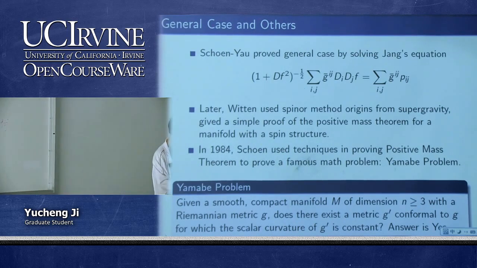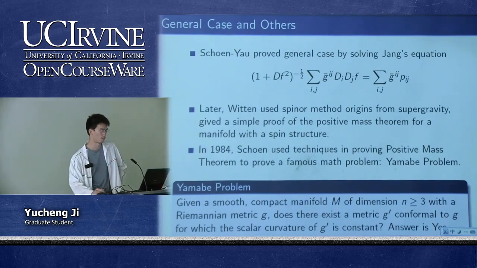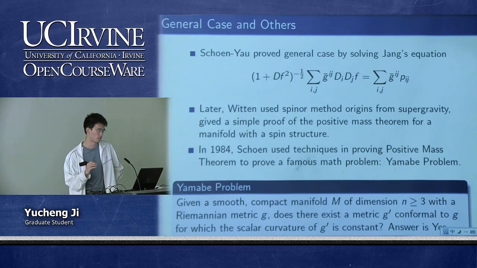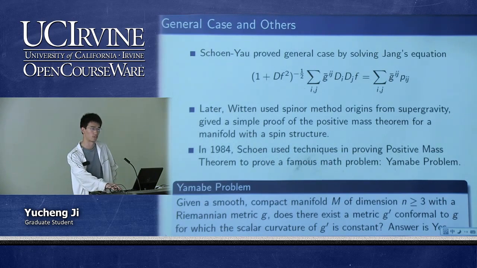Yamabe posed this problem because he thought that solving it may help to solve the Poincaré conjecture, but that's not the case. But this problem is still pretty important. Yeah, Schoen solved this, and it's the greatest math accomplishment of his.